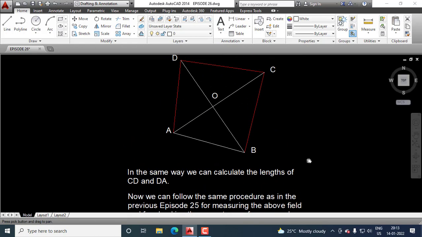Now we can follow the same procedure followed in the previous episode to measure the area of this field. And for checking also, we choose a check line here, and we can check the accuracy of our measurements and our measuring area.